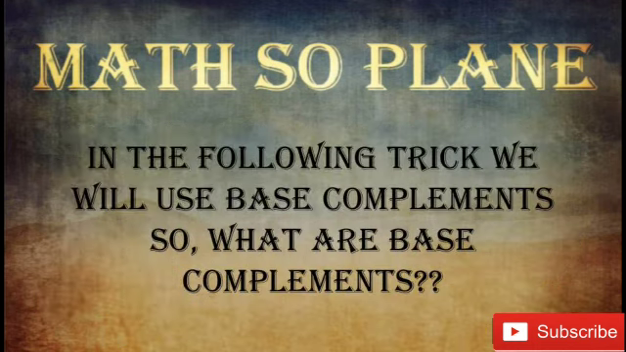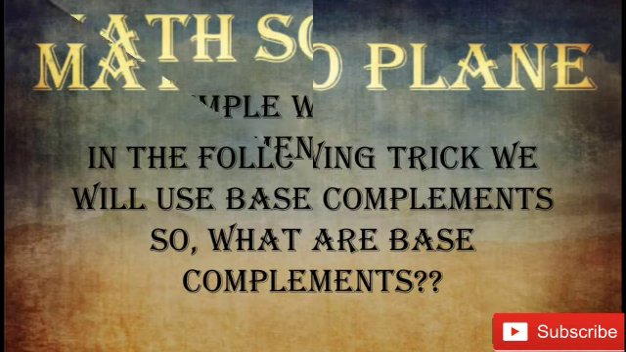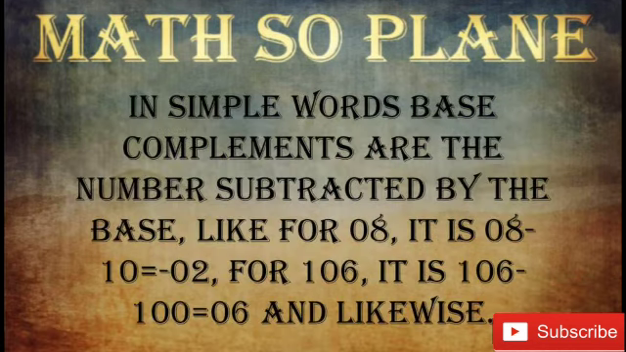Now for calculations, we are going to use base complements of respective numbers. So the next question is, what are they and how to calculate them? Base complements are simply defined as a number subtracted by respective bases. For 8, our base complement will be 8 minus 10, that is minus 2. Similarly, for 106, it will be 106 minus 100, that is positive 6.